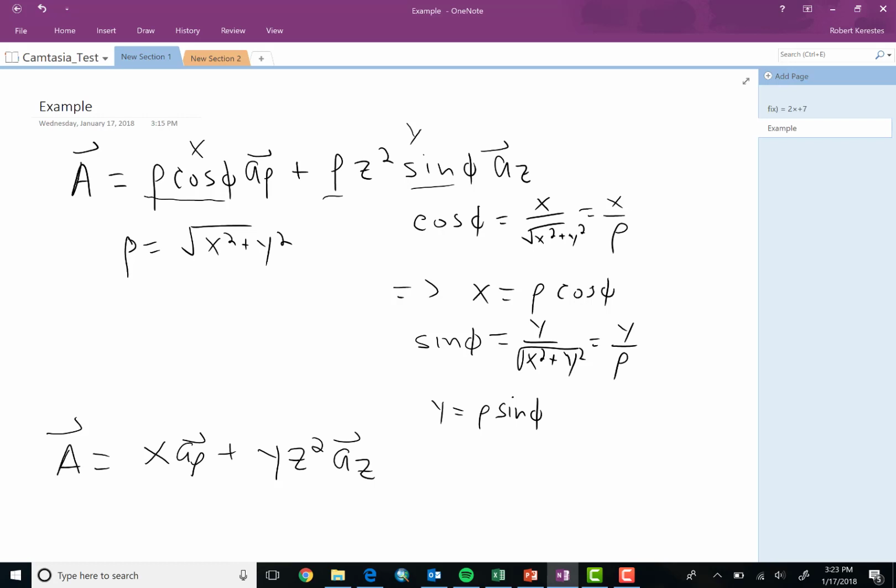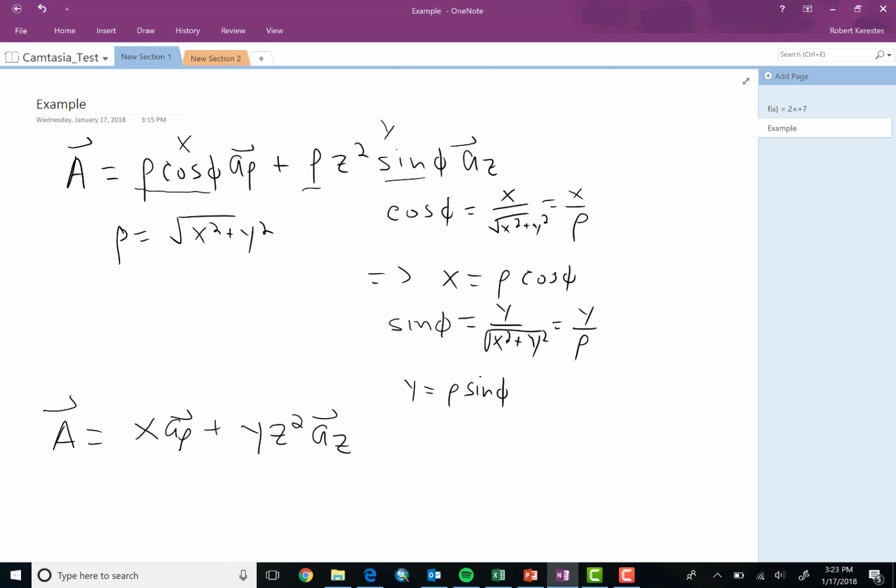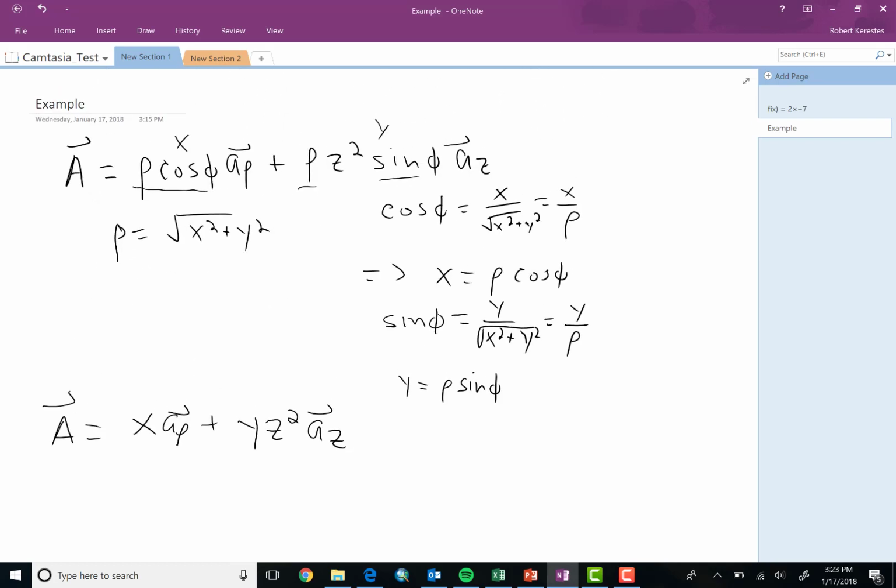Now, hold on 1 second. So we have a vector here, but the problem with the vector is that we have this unit vector a rho, which is still in cylindrical coordinates, right? So what we'll do is we say we need to get that vector into Cartesian coordinate vectors, right? But we have a transformation, and we know from our equation that a rho is equal to cosine of phi ax plus sine of phi ay, right?